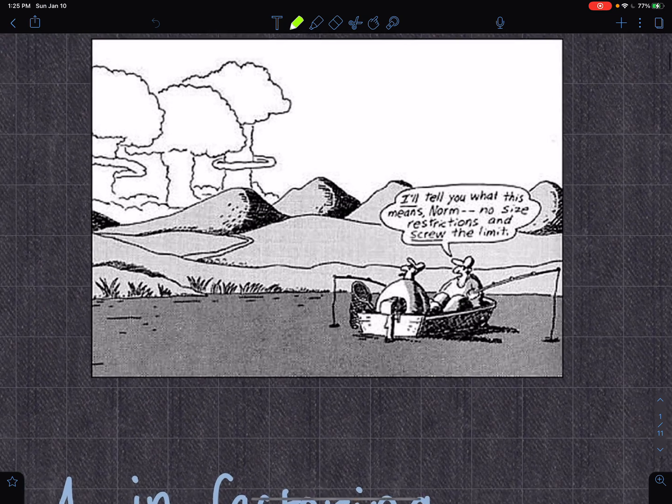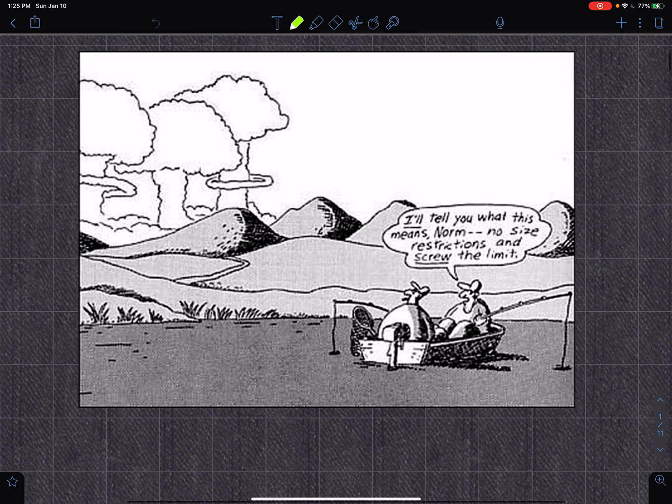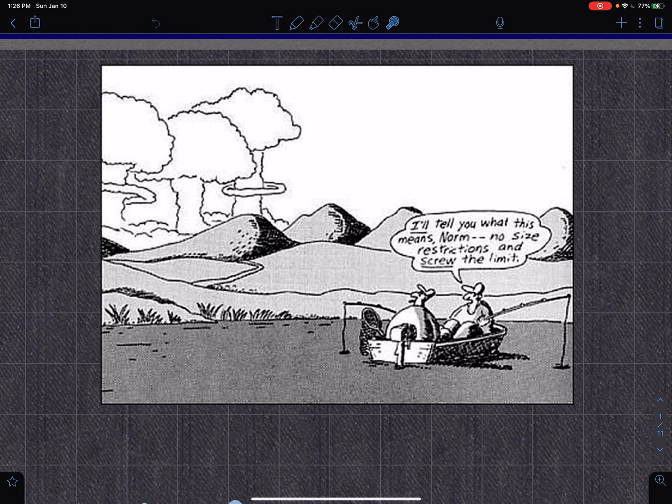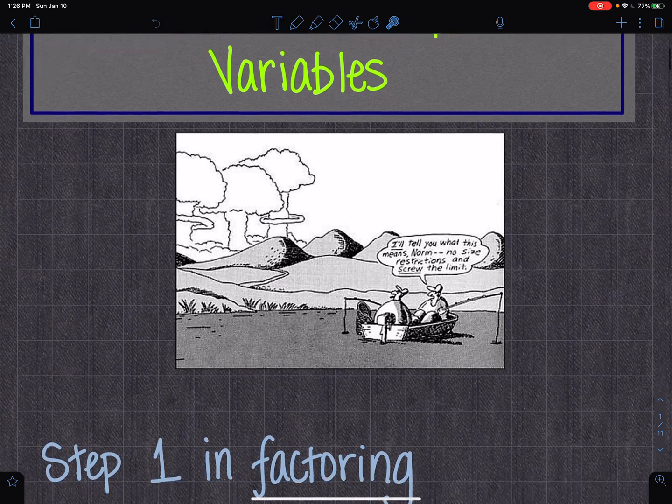All right, first let's look at this little comic. Looks like these guys are fishing out there and they look back and this is what's going on in civilization. And this guy's saying, I'll tell you what this means, Norm. No size restrictions and screw the limit. Right? I think he is thinking a little short term when they might have bigger fish to fry, right? But okay, here we go.